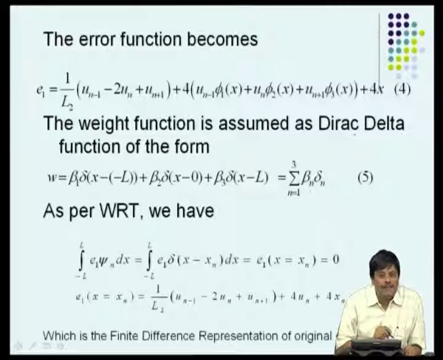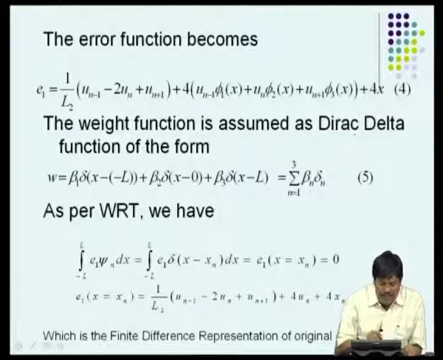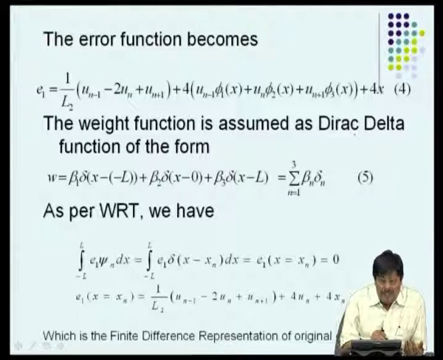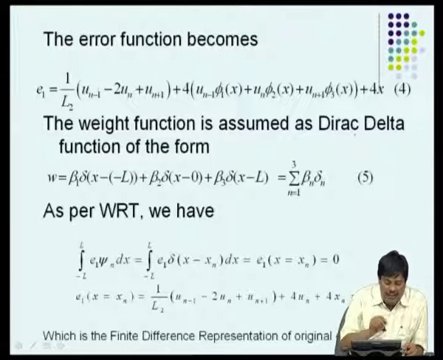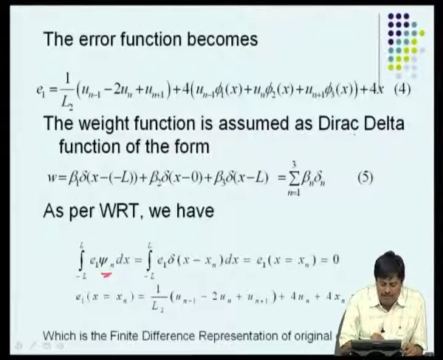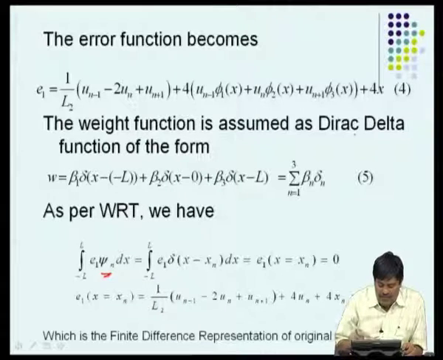form, okay, and for each one of these functions, there are 3 unknowns, u_{n-1}, u_n and u_{n+1}. So, there are 3 weight functions. The weight function should contain 3 different functions, that is, 3 Dirac delta functions are considered here. We weight each one of these with the error function as shown here and we get a set of equations.